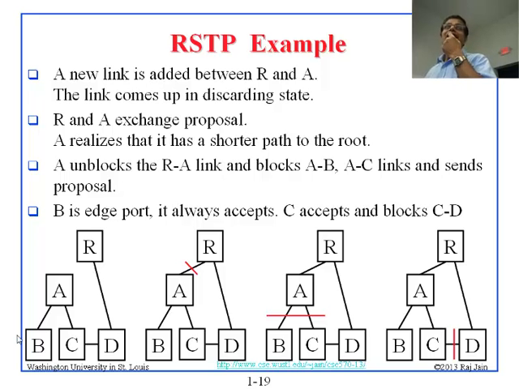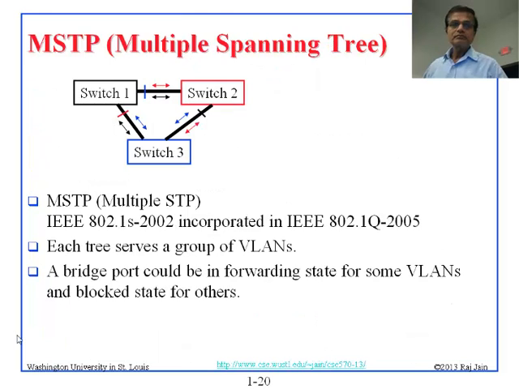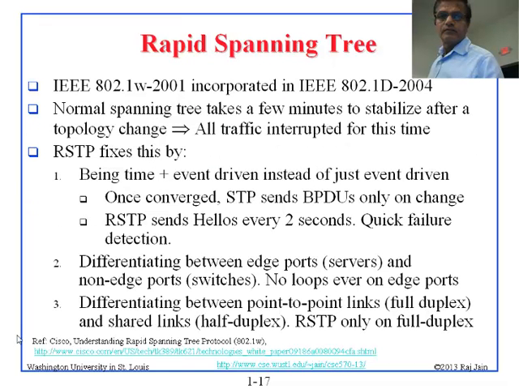Okay, RSTP. So this is rapid spanning tree. Now, multiple spanning tree is the next one, which came in 2002. Interesting. Let me see. Wait a minute. Hold on.